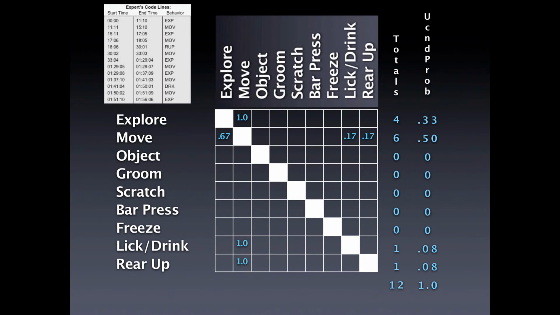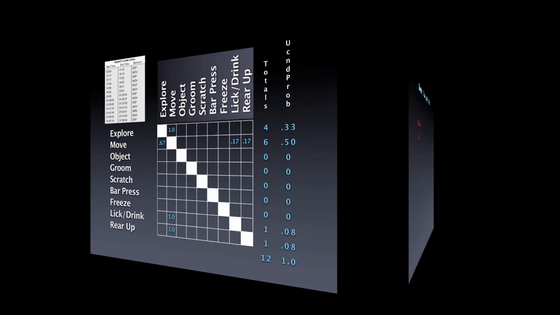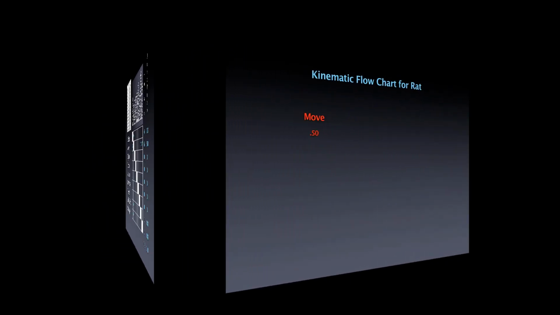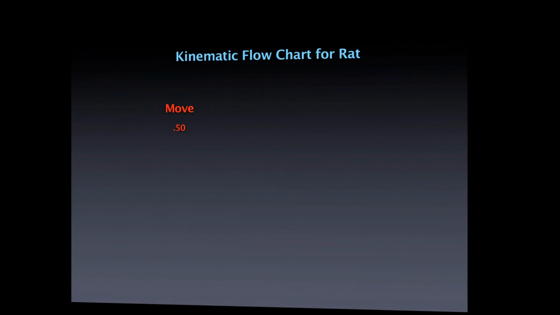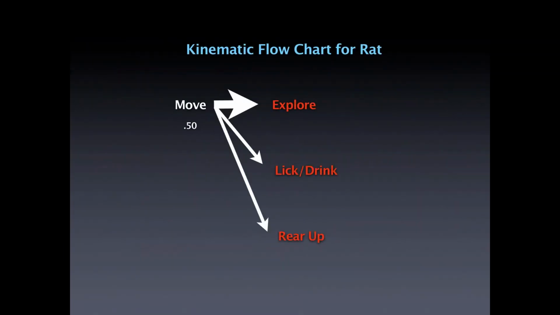But a kinematic matrix like this is not visually easy to decipher. So we use a graphing technique called a kinematic flowchart. The flowchart begins with the highest behavior on the hierarchy, in our case move. And move, remember, occurred half of the time. The question now is, what are the conditional probabilities given that move is our prior condition? Well, we have already determined that move goes to explore 2/3 of the time. Lick, drink, and rear up then occur and account for the other third.